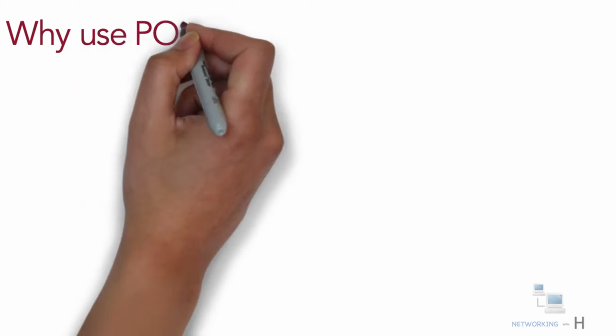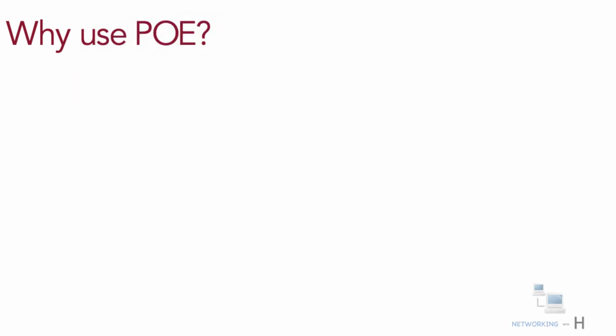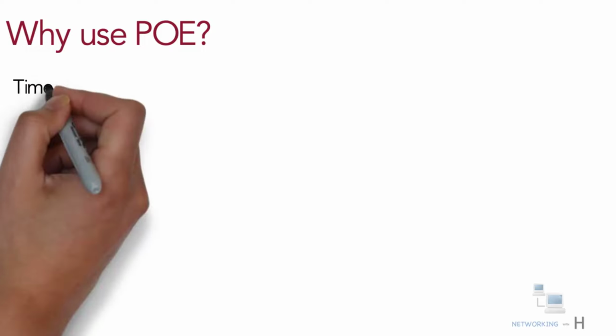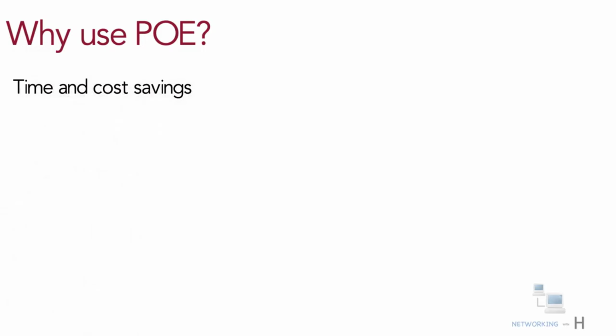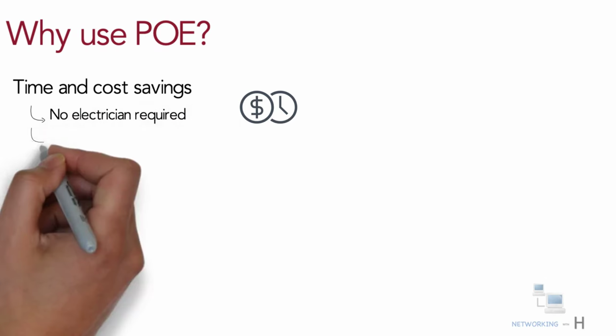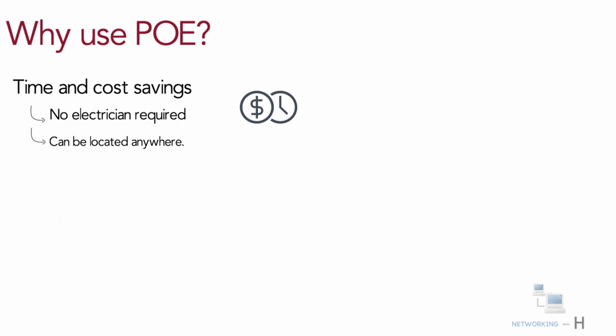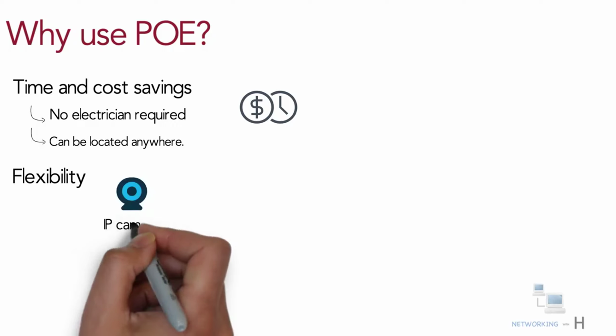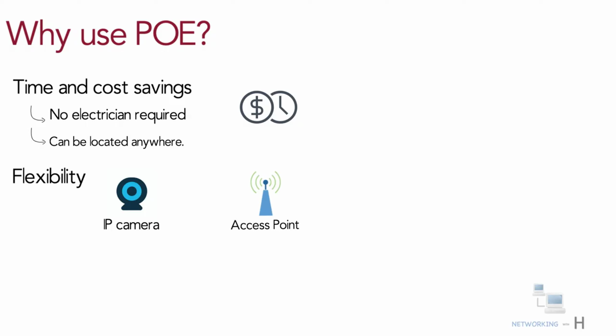Why use PoE, or what are the advantages of using PoE? Let's start with time and cost savings. By reducing the time and expense of having electrical power cabling installed, network cables do not require a qualified electrician to fit them and can be located anywhere. The next advantage is flexibility. Without being tethered to an electrical outlet, devices such as IP cameras and wireless access points can be located wherever they are needed most and repositioned easily if required.